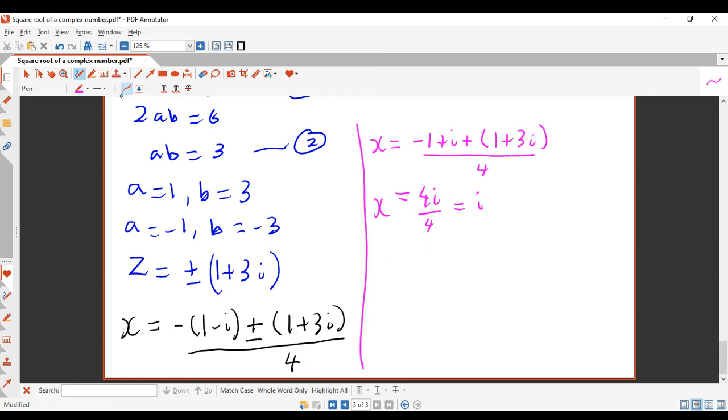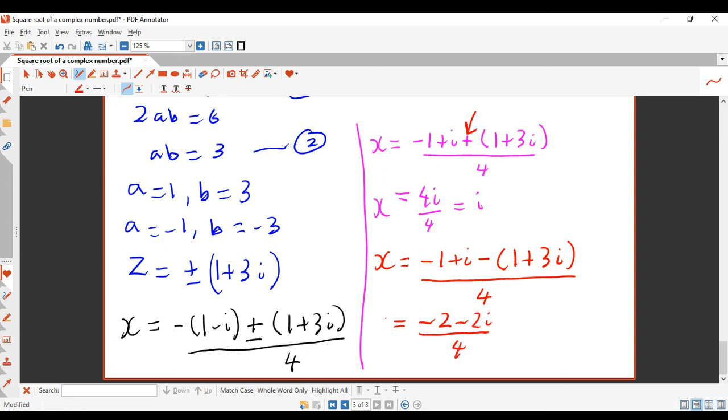The other answer, I'm going to have to use the minus sign here. So x is equal to, I've got the minus 1 plus i there, but obviously I've got to take the negative to include the other case, because it's plus or minus 1 plus 3i, all divided by 4. Now, I'm not going to get a cancellation here. I'm going to get minus 2 there instead, and then i minus 3i is minus 2i. That's all divided by 4, and that's going to give you minus a half minus a half i. Okay, so that's the answer.